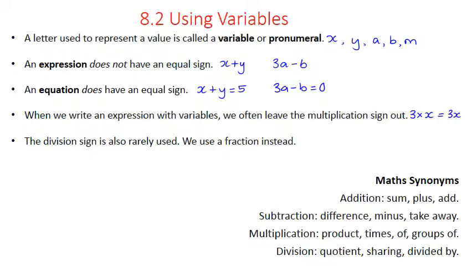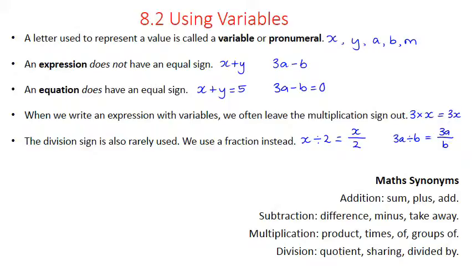And the division sign is also rarely used, so we use a fraction instead. So if you want to say something like x divided by 2, instead of using the division sign, we put it over a fraction, so x over 2. Same if you have 3a divided by b, we don't use the division sign, we use a fraction, 3a over b.